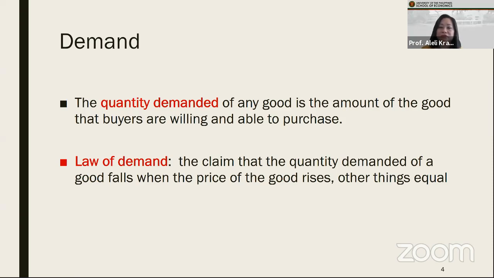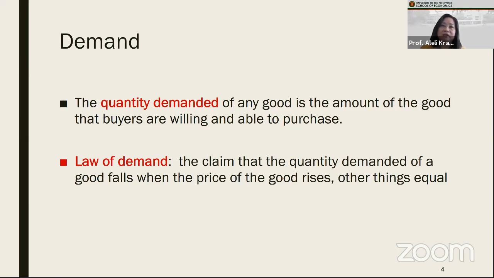Okay, so for now, we'll assume that these consumers have gone through that optimization process, and therefore they have determined for themselves how much of a good they would be willing to buy. So the quantity demanded of any good is the amount of the good that buyers are willing and able to purchase. Okay, so there are two things here: willing and able. So there's the willingness to buy and the ability to buy. So there's capacity to buy. So we will see that later.